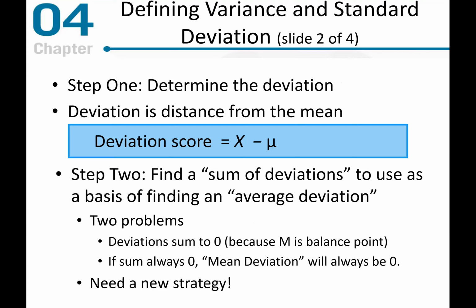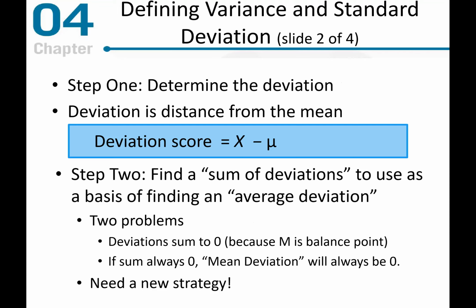All right. And now step two is you're going to find what is called a sum of deviations, to use as a basis for finding an average deviation. However, you run into some problems, namely two. These deviation scores, if you add them all up, are going to add up to zero.